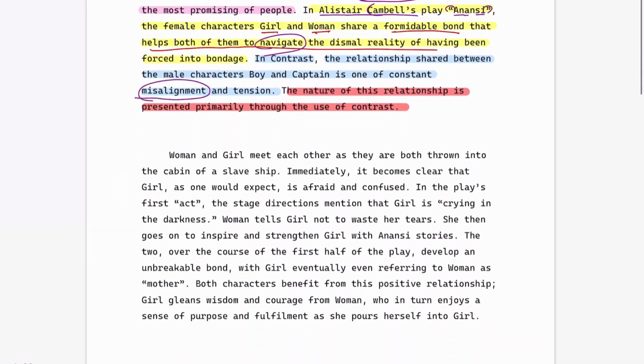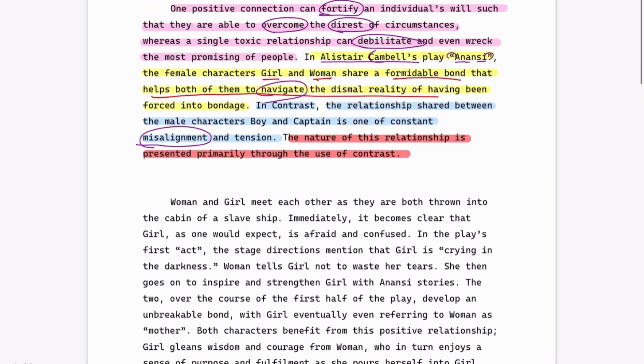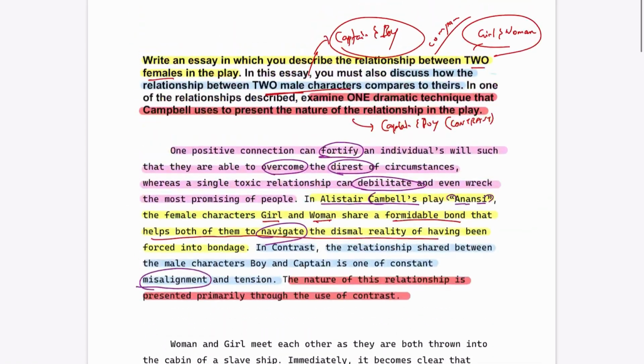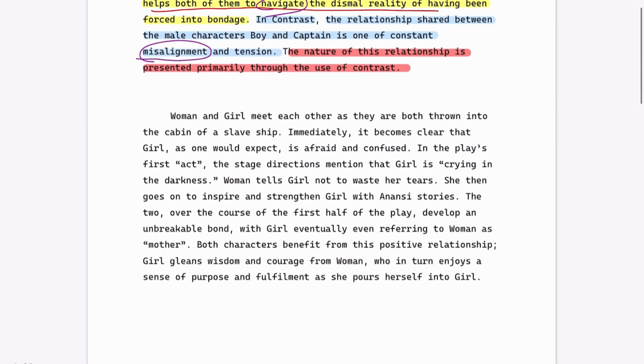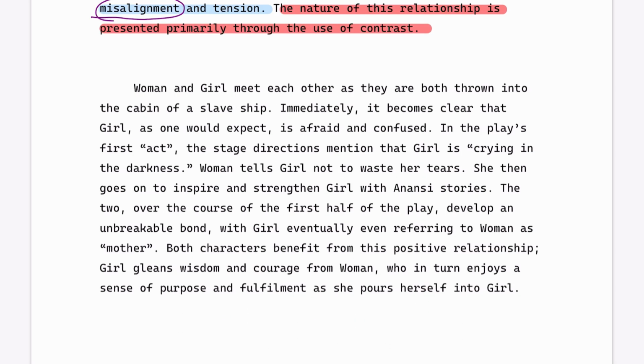All right. Let's go into the first paragraph where I have to basically outline, describe the relationship between two females, girl and woman. Here we go. Woman and girl meet each other as they are both thrown into the cabin of a slave ship.